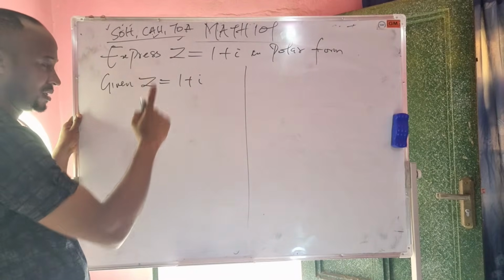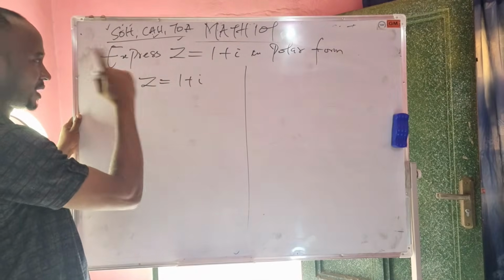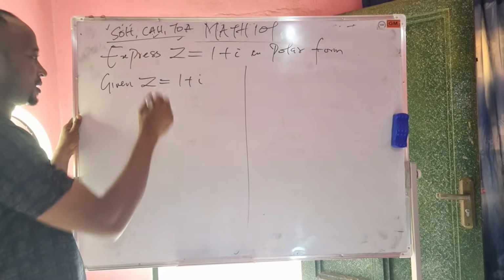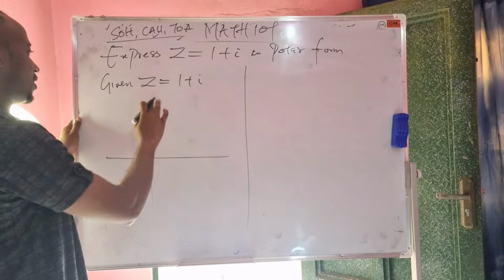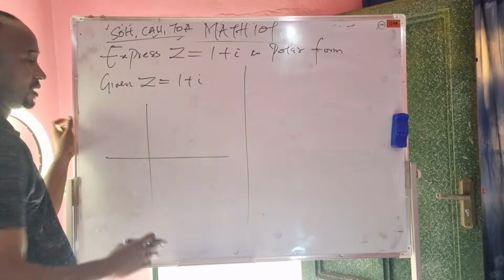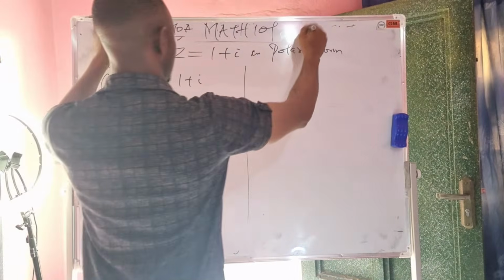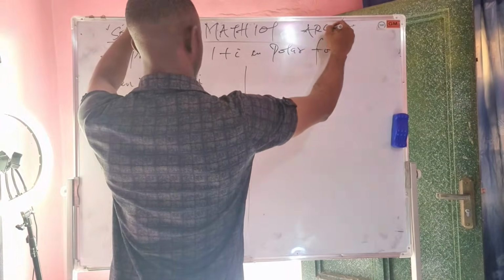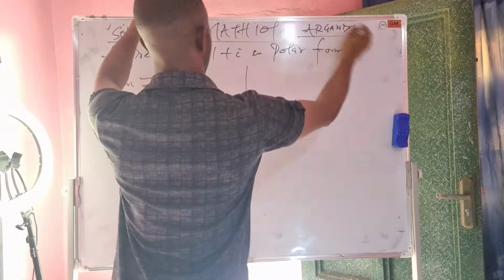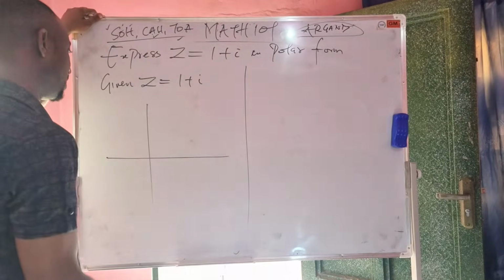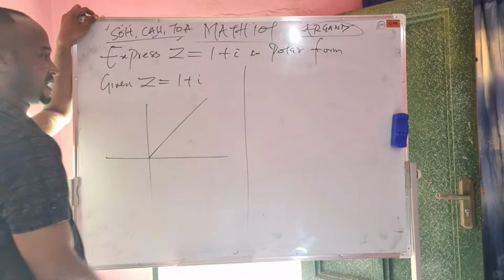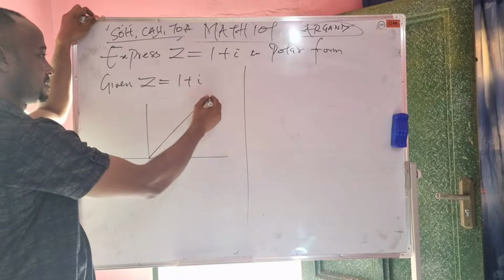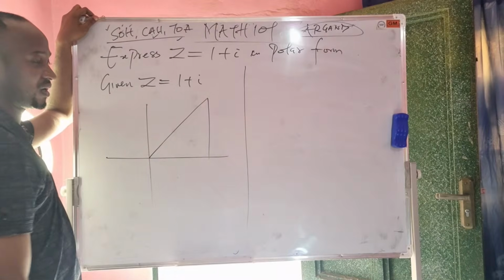Our real part is 1, imaginary part is 1. So what we do is to construct the Argand diagram. We call all of those diagrams Argand diagrams. So definitely this will fall in here. You just need to draw a straight line. Then bring out your right angle triangle.